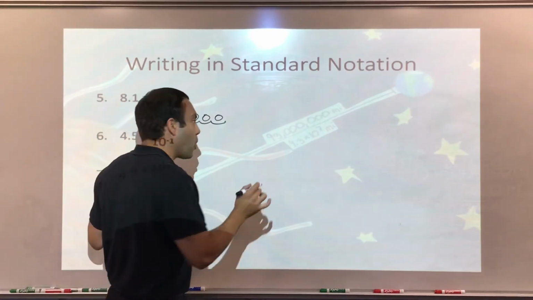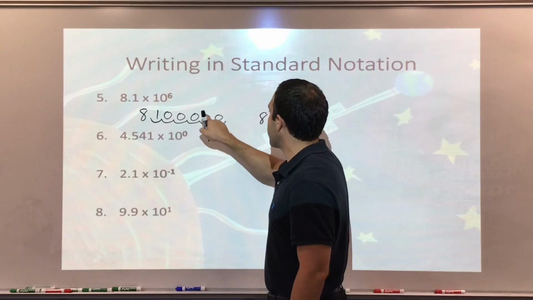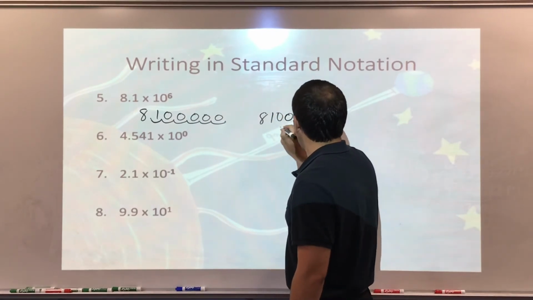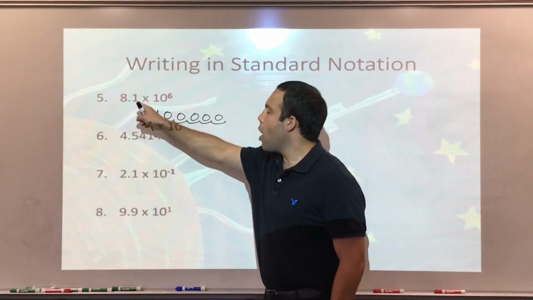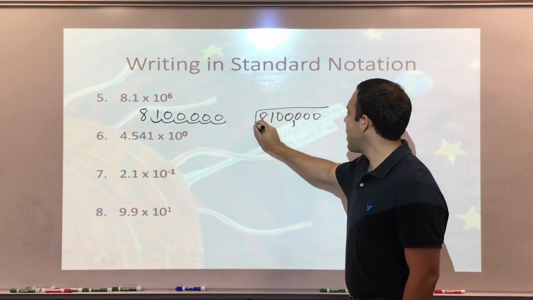So our answer when we rewrite it, 810, 1, 2, 3, 4, 4 more zeros. Put commas to make it look a little bit easier to read. So 8.1 times 10 to the 6th is really 8,100,000.